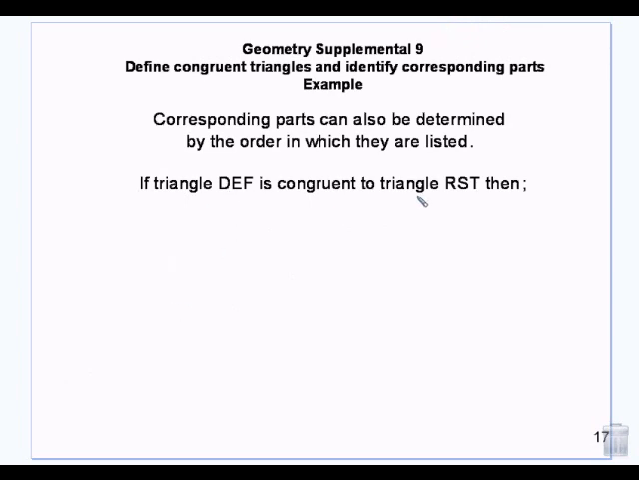Like I said before, if DEF is congruent to RST, then D is congruent to R, E is congruent to S, F is congruent to T, DE will equal RS, EF will equal ST, and DF will equal RT.